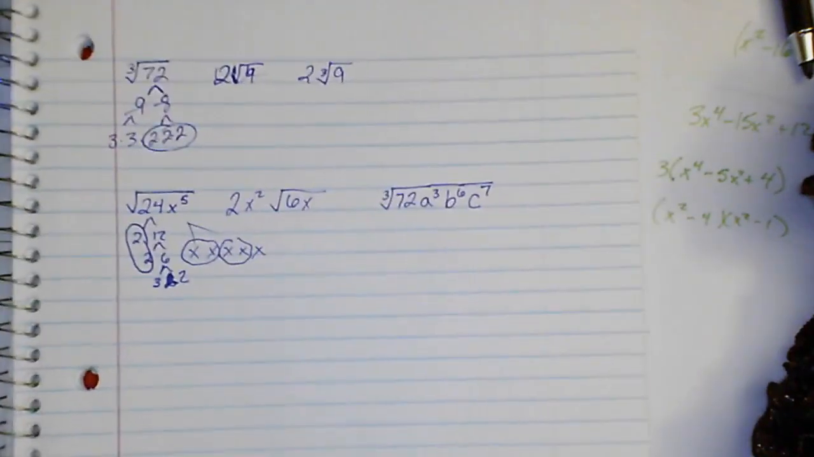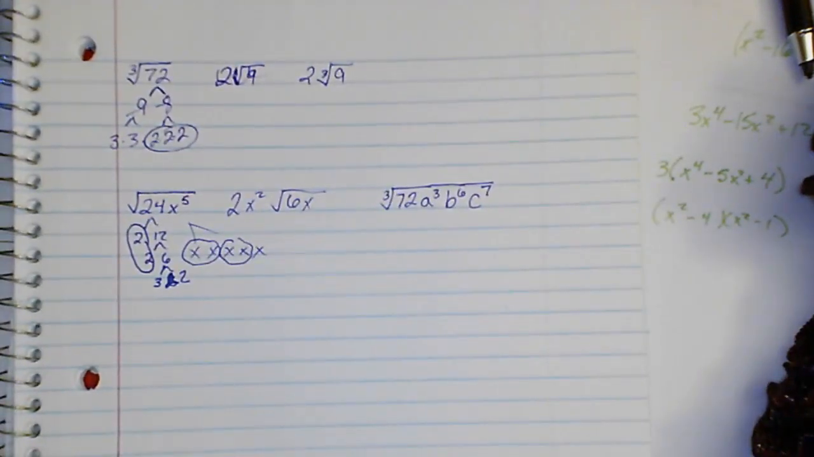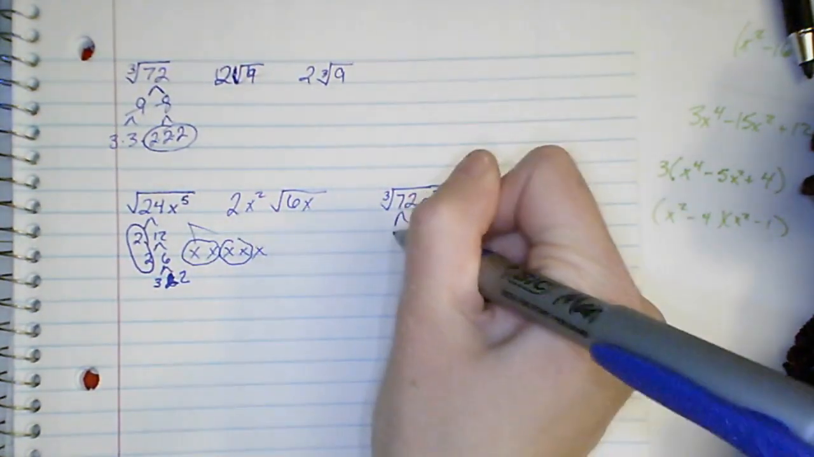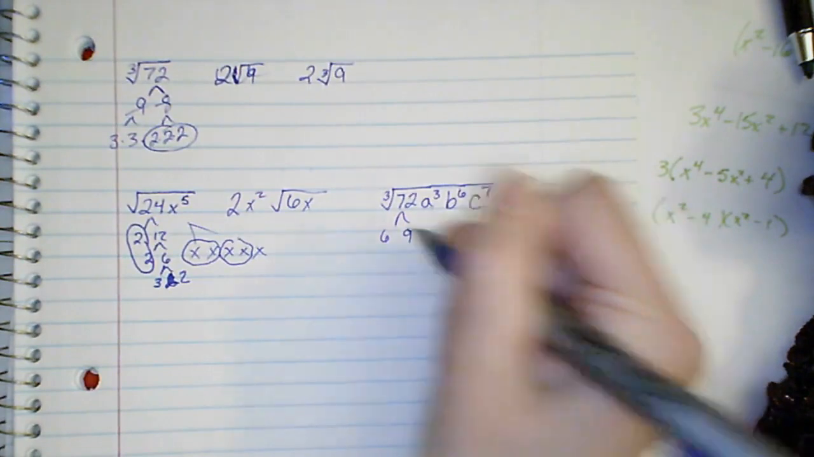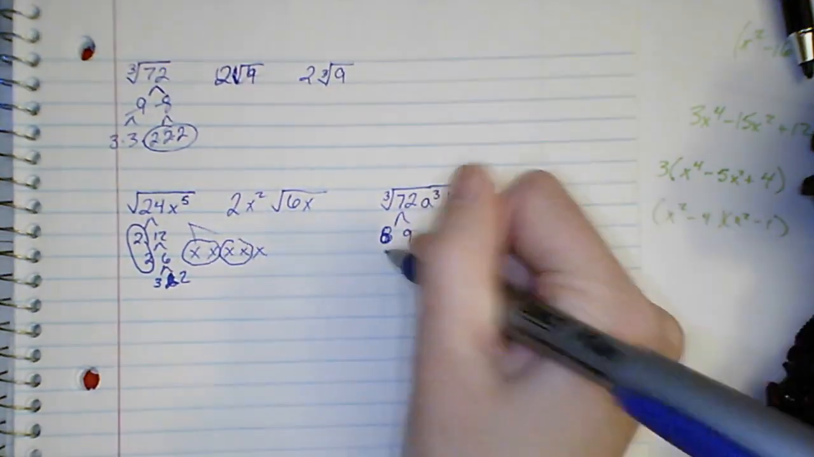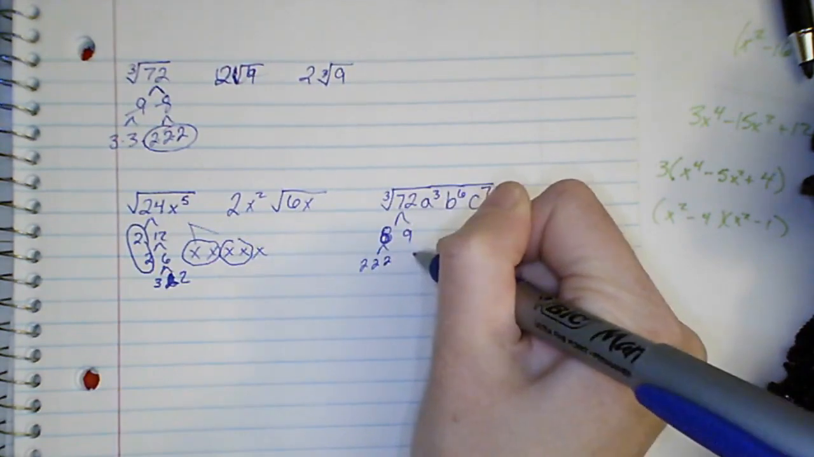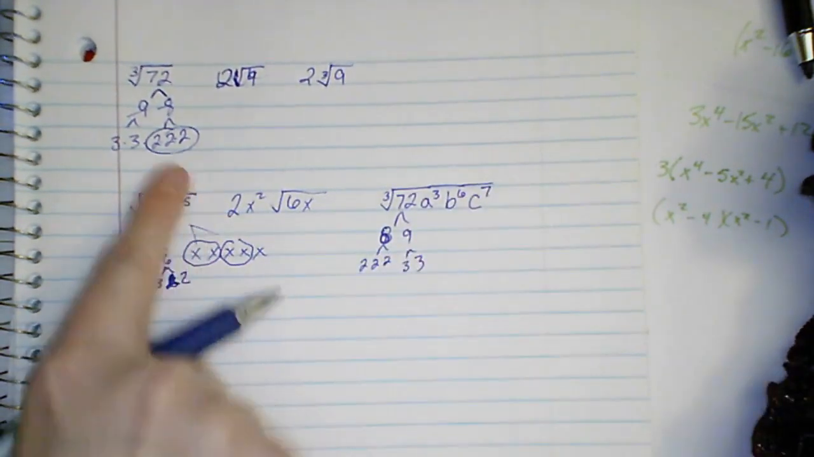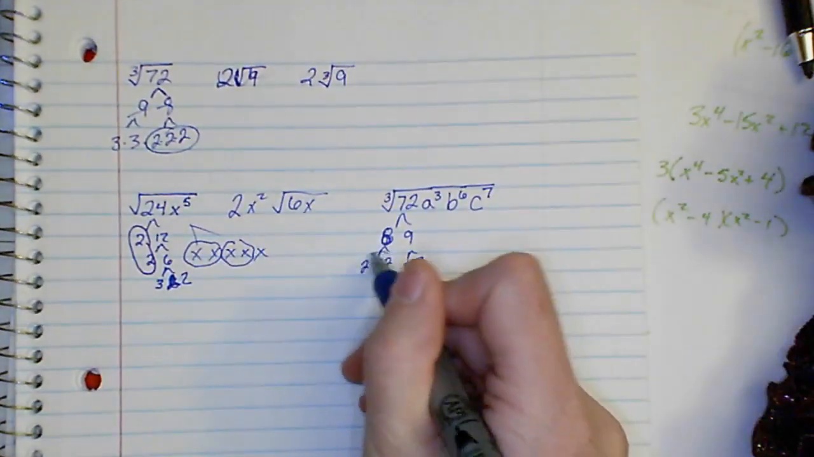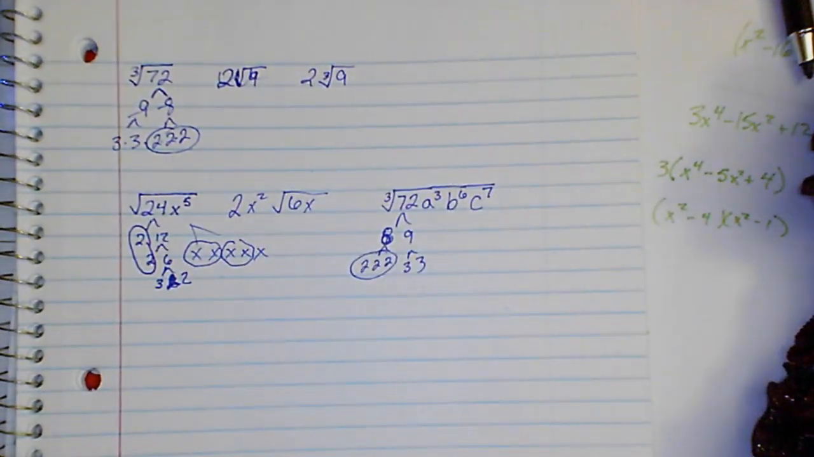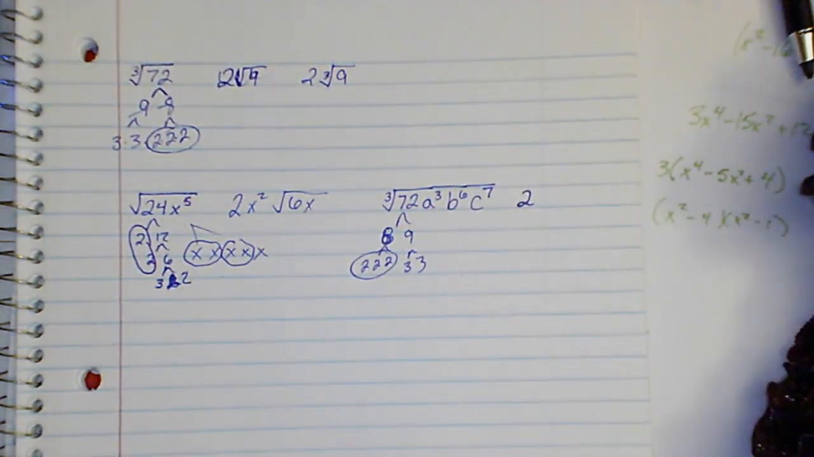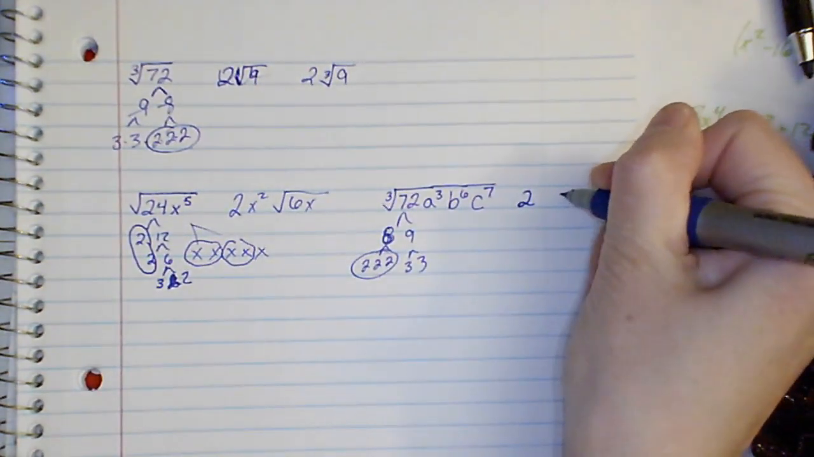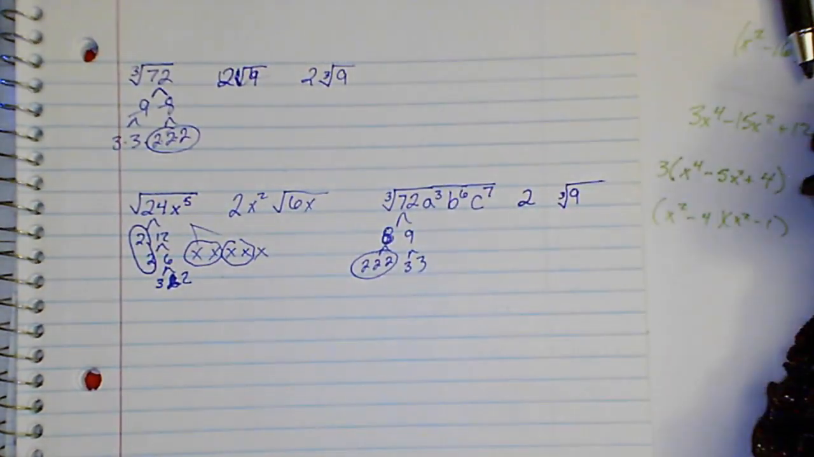Okay, so cubed root of 72, a to the third, b to the sixth, c to the seventh. So first, let's work our number. So 72 is 8 and 9, excuse me, I'm sorry, 8 and 9, and then 8 is 2, 2 and 2, and 9 is 3 and 3, which we broke up here, since it takes 3 to break 1 out of jail. So we have a triple of 2's. So we have one group of 2, and then our 3's stay in, so we will have a cube root of 9.